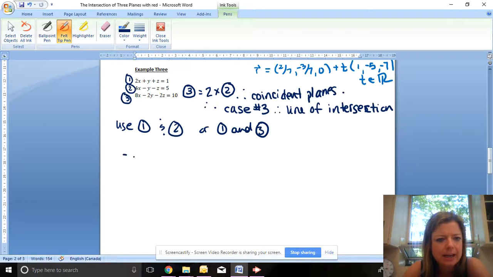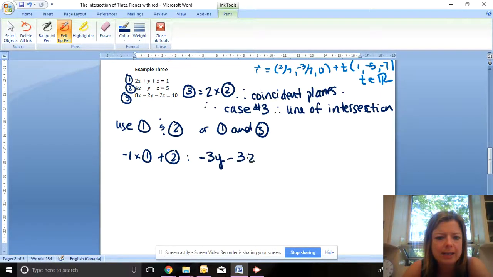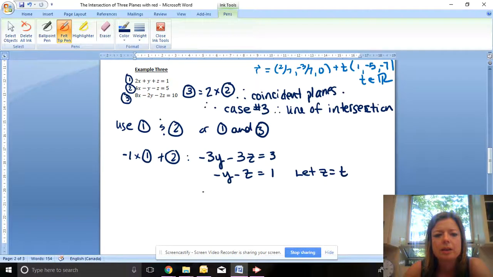So if you take equation 1 and multiply it by -1, and then you add it to equation 2, I'm just going faster through the steps here. You get -3y minus 3z equals 3. And then you can scale that to minus y minus z equals 1. Okay, so now you can introduce a parameter. Let z equal t. So -y minus t equals 1. And so you can rearrange for y. You get y equals 1.